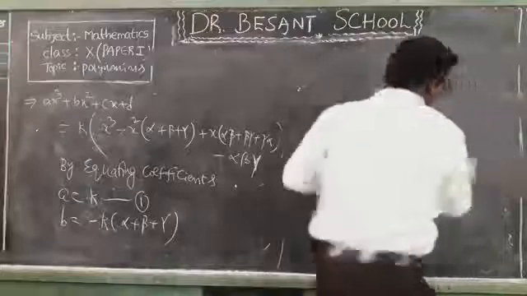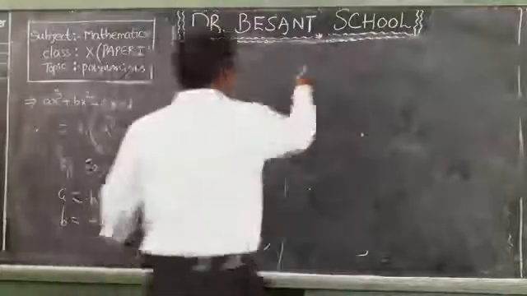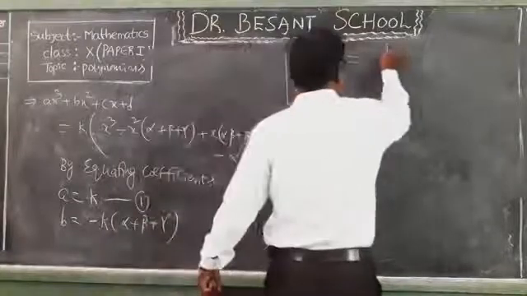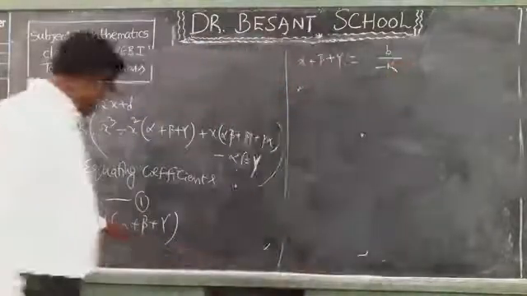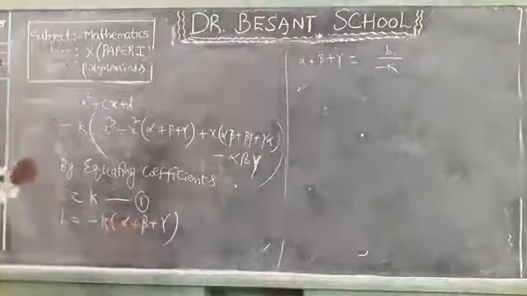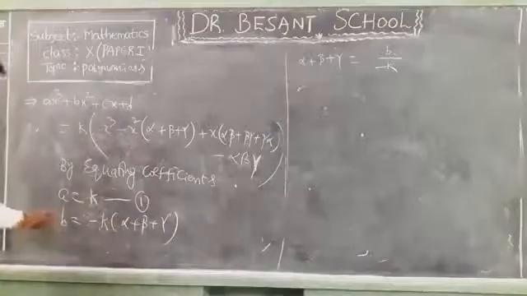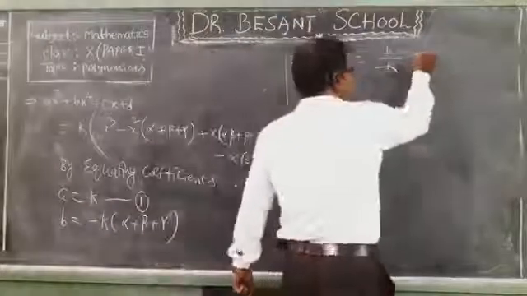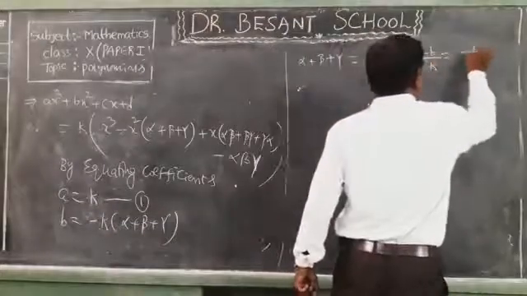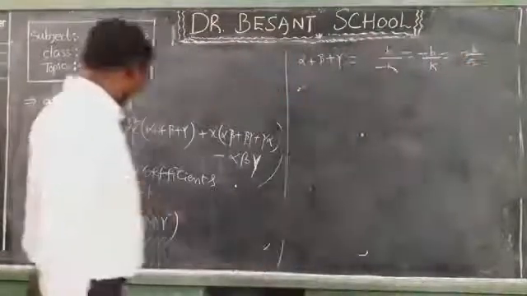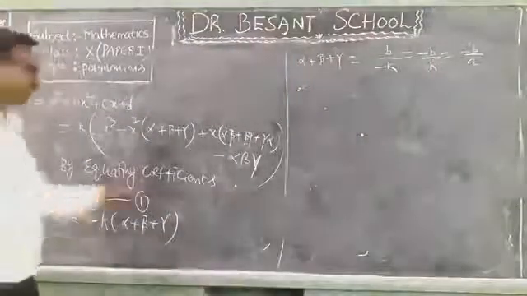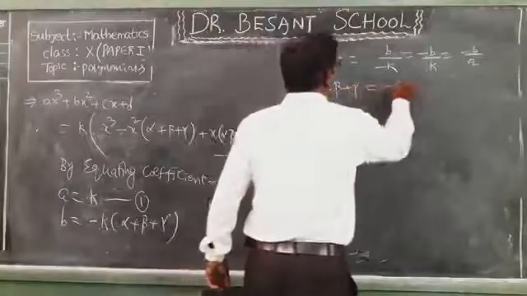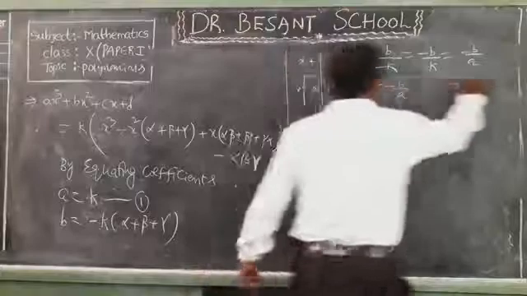Verify, children. Alpha plus beta plus gamma is equal to b by minus k. That is, sending minus to the numerator, minus b by k. And k means a from equation 1. So what we have? Alpha plus beta plus gamma is equal to minus b by a. This is the formula.